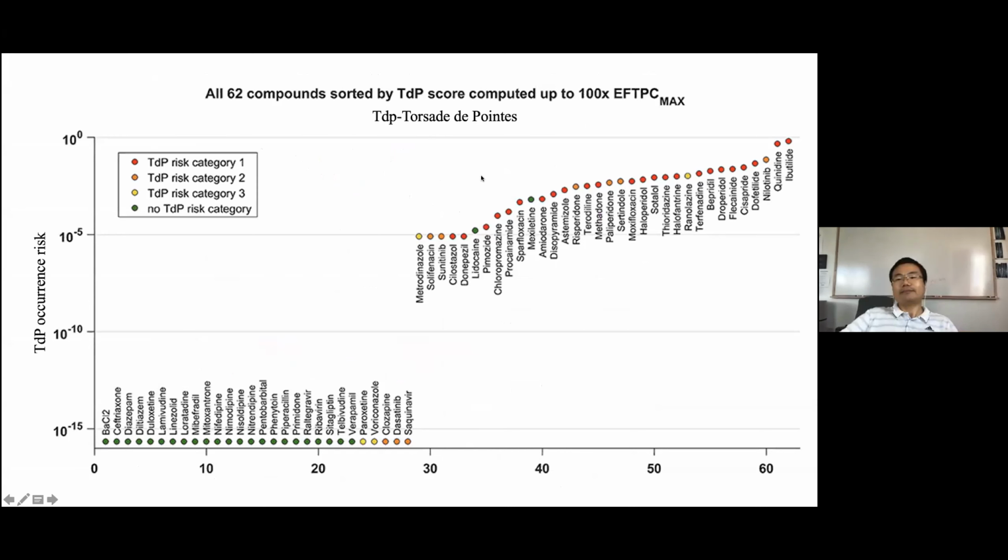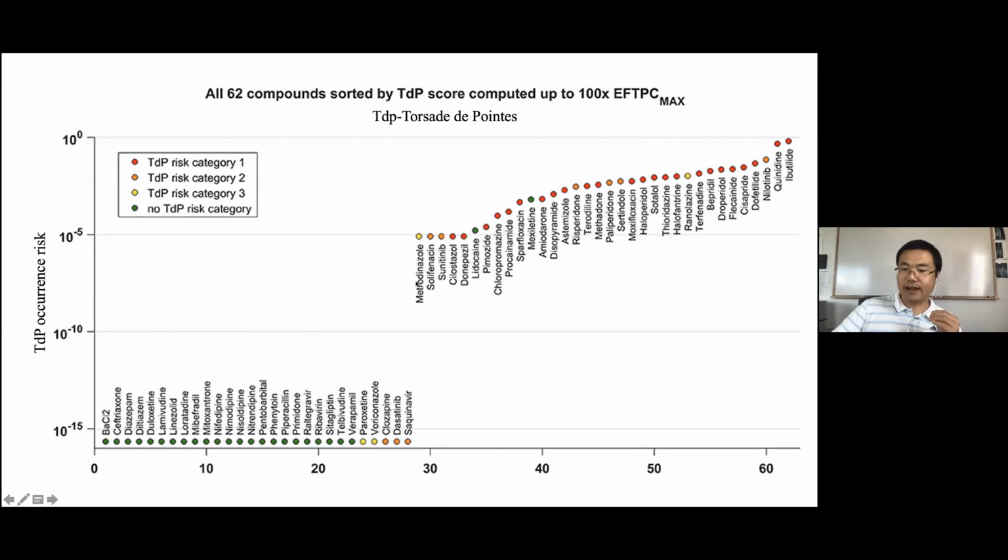So this page summarizes the drug safety predictions. This platform can have a prediction accuracy of 88%. Basically, the higher the values, the higher the risk of TdP. And from the simulation results, these drugs are safe and these drugs are at high risk.